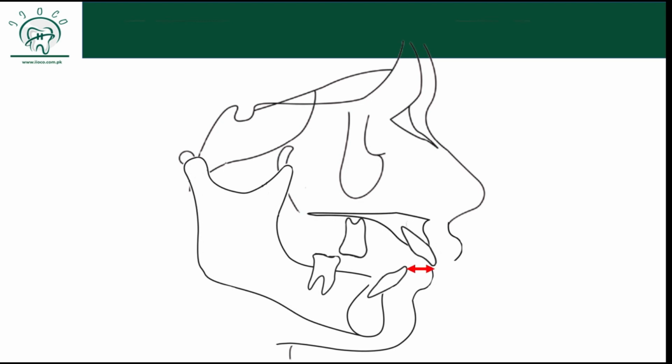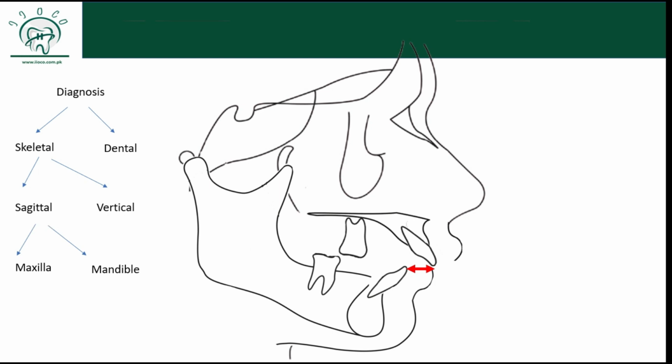Let's assume a patient comes to you with the complaint of excessive overjet, but you do not know the reason behind that and you want to find out or diagnose whether this problem is skeletal or just a dental one. And if it is skeletal, is it just a sagittal problem or is the vertical plane also involved? And which jaw is at fault, maxilla or mandible or both? These are the questions you would like to know before starting the treatment of this patient, and that is the reason why we do cephalometric analysis.